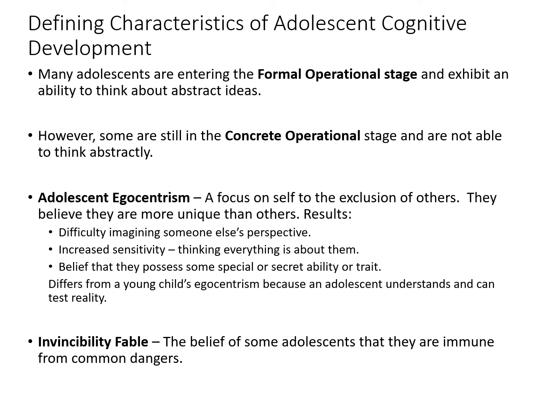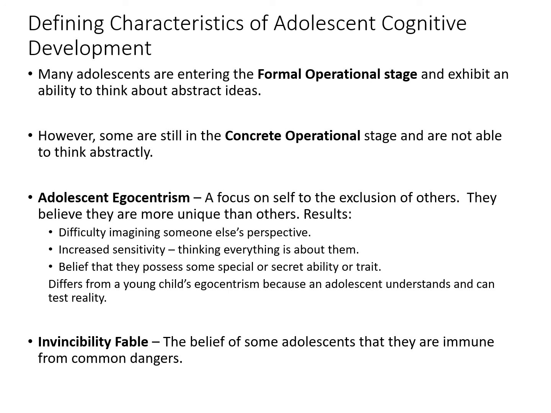Adolescent egocentrism differs from a young child's egocentrism because an adolescent understands and can test reality. You'll recall that children in the preoperational stage were also very egocentric. They couldn't take another's viewpoint, for example. But again, the difference here is that adolescents are more able to reason things through.